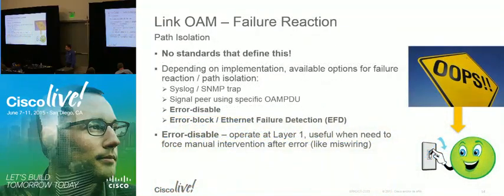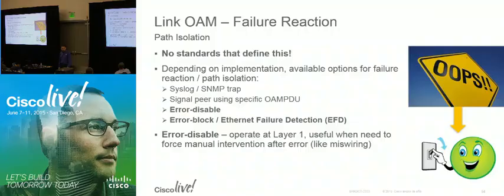There's a couple of caveats with isolating links in Link OAM. There's many things that we can do. Unfortunately, there's no standard that really defines how this is supposed to be done, so this is implemented on a per platform basis. Once we detect a failure, we can isolate links. Well, first we do syslogs, SNMP. We have a message that's being sent to a peer neighbor saying that, hey, I've detected a failure. But we can also error disable or error block, or something that's called EFD, Ethernet Failure Detection. I'll talk about that in the next slide.